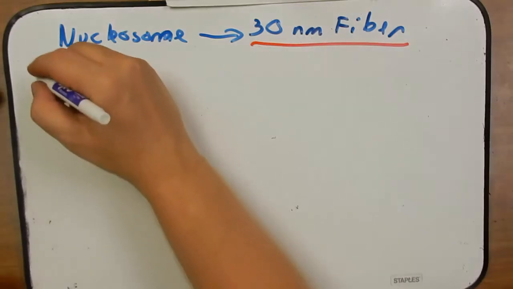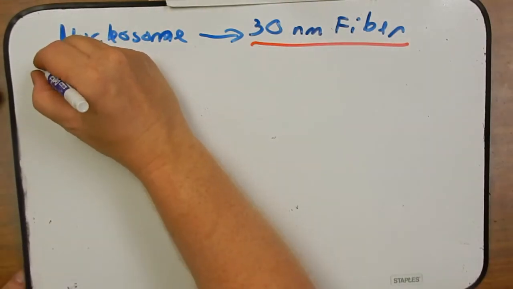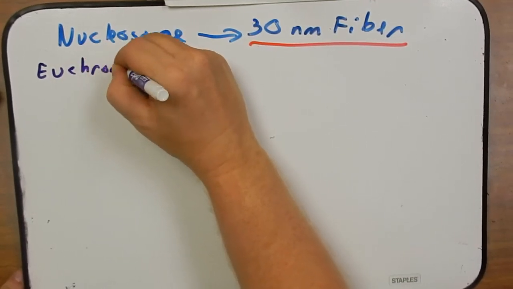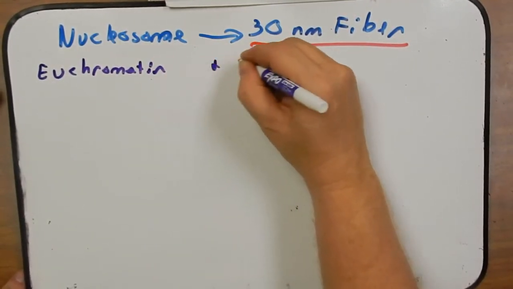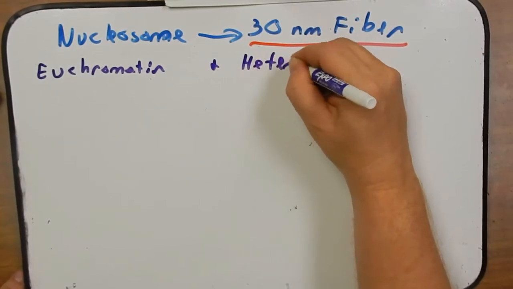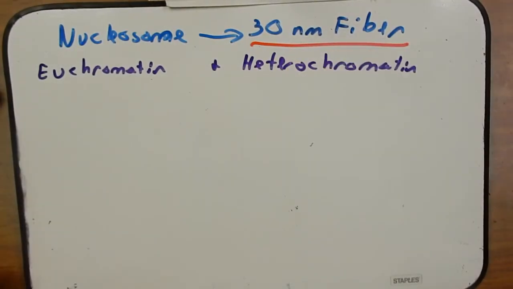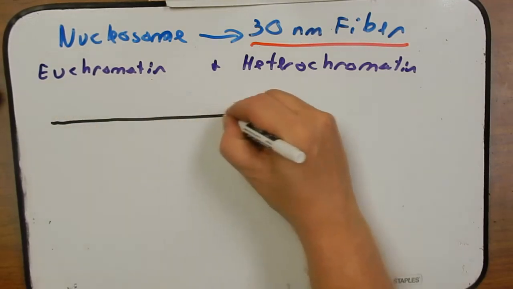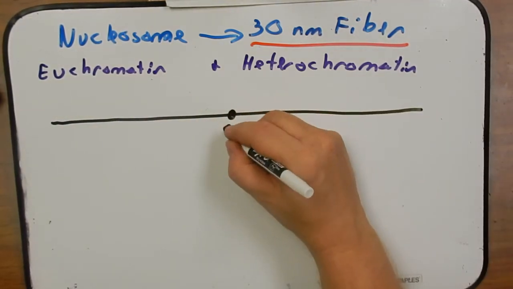Okay, I want to return to some terms we talked about before: euchromatin and heterochromatin. Remember, we said if you had a piece of DNA, or let's just draw a whole chromosome here. We have our centromere here.